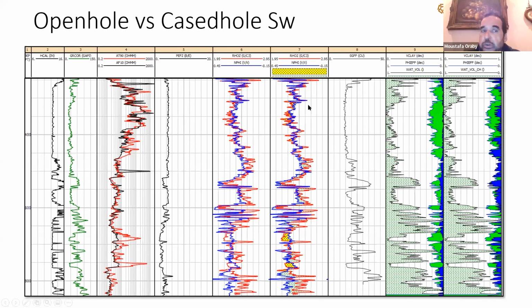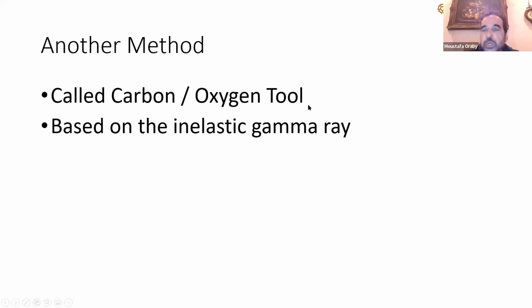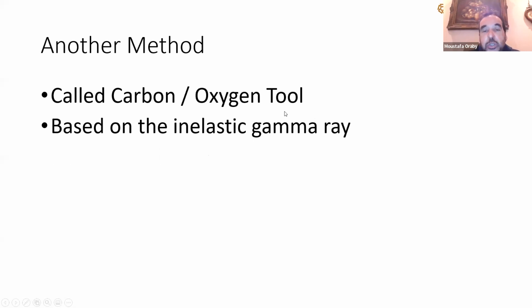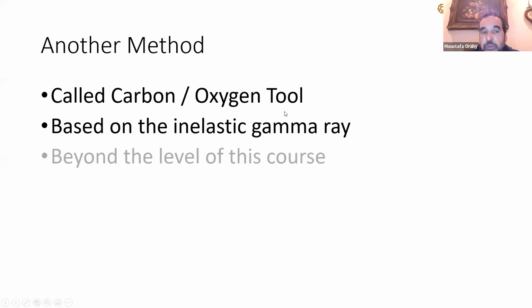Okay. So any other method? Yes, one more method that's called the carbon oxygen. This is actually based on the inelastic gamma ray, and it's beyond the scope of this course. Okay, to talk about the inelastic, it will take me more than a day to really explain how the carbon oxygen works. So I will stop at this point. Carbon oxygen is really beyond the scope of undergraduate, so it should be for the graduate courses. So carbon oxygen is not going to be covered in this webinar.